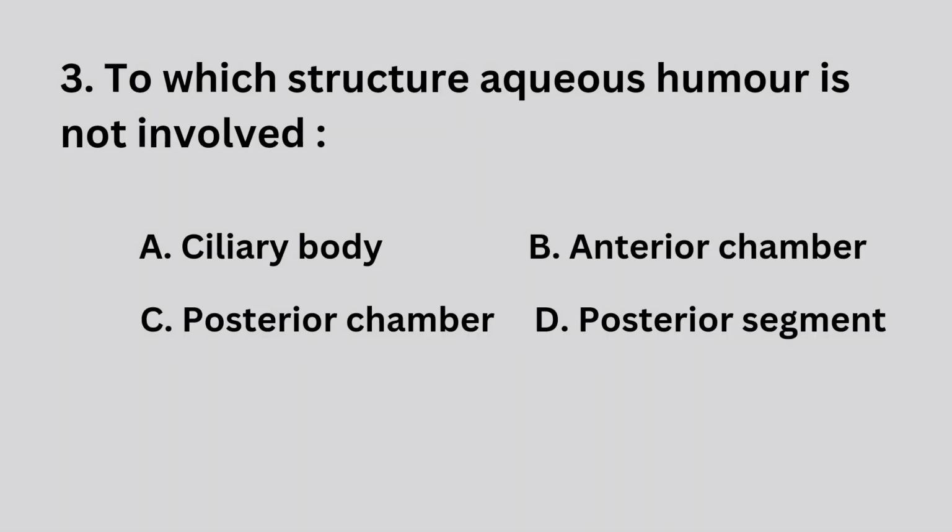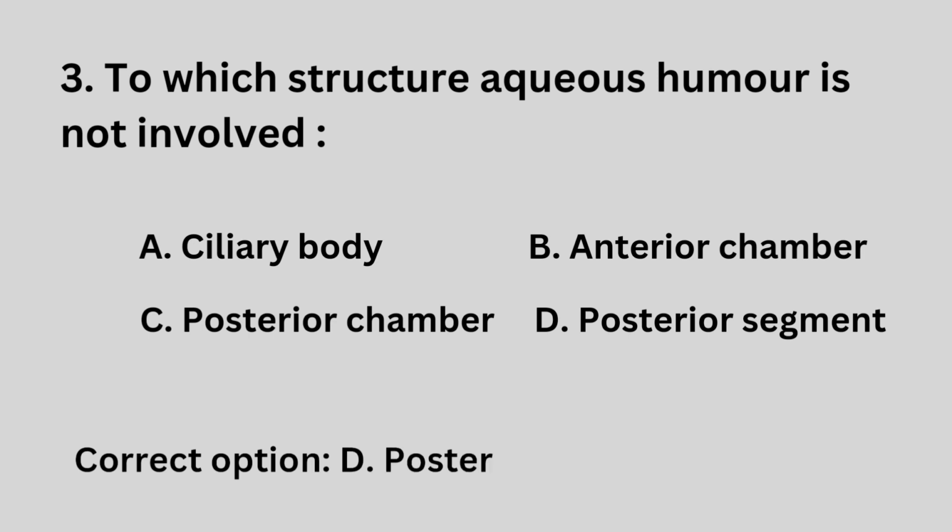Next question. To which structure aqueous humor is not involved? Option A, ciliary body, option B, anterior chamber, option C, posterior chamber, and option D, posterior segment. Correct answer is option D, posterior segment.